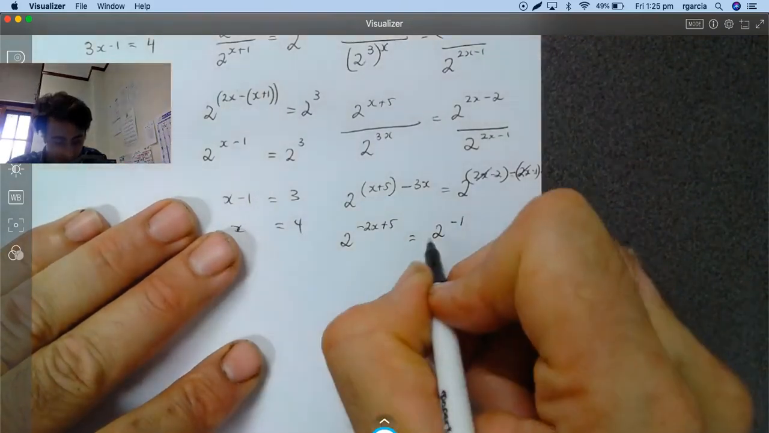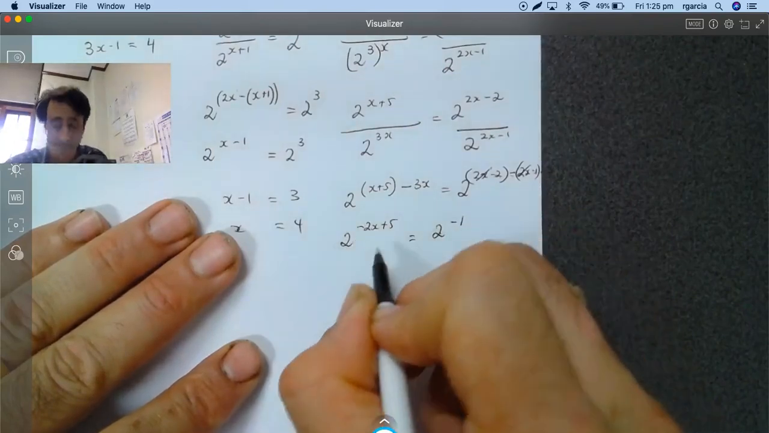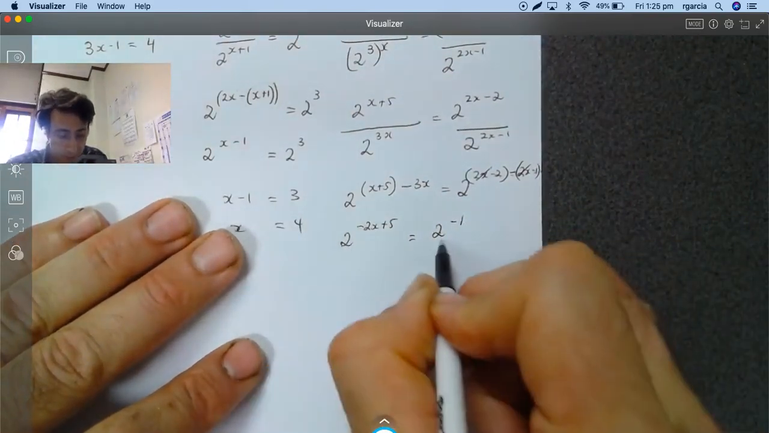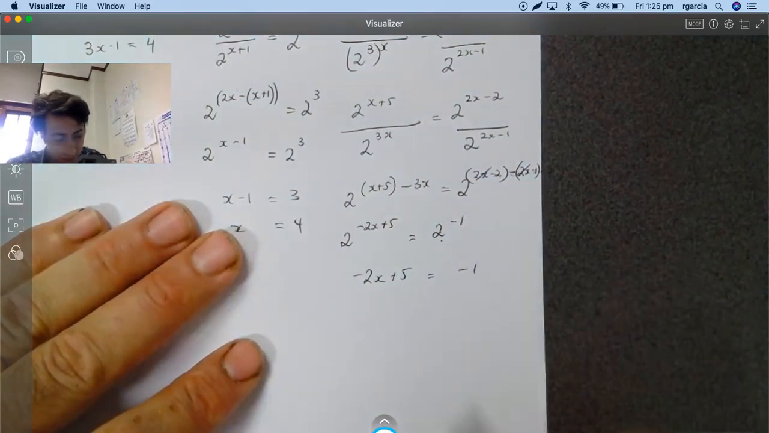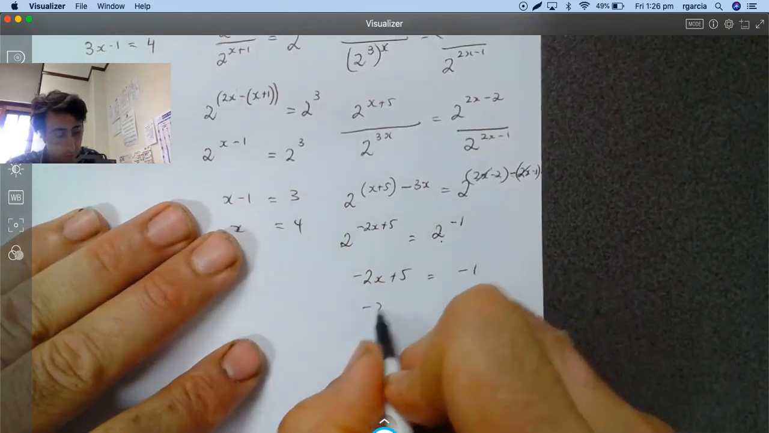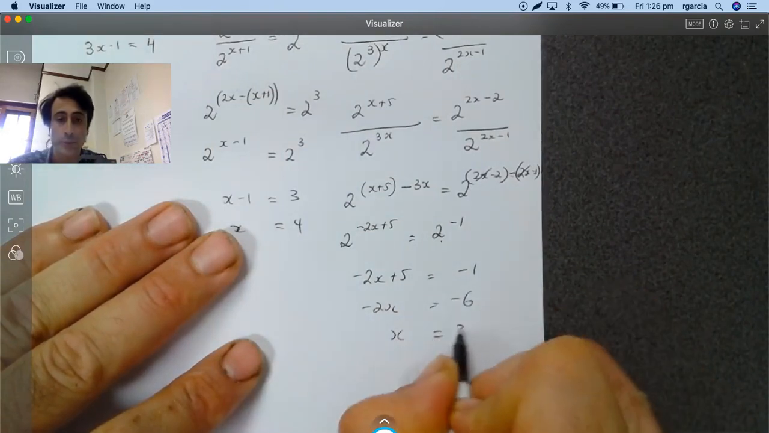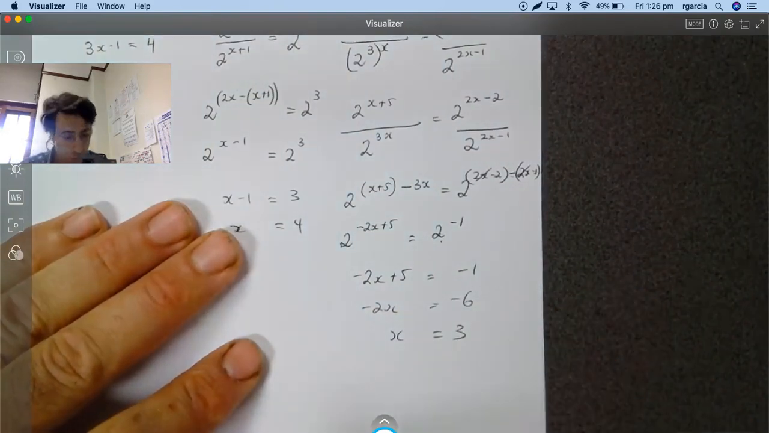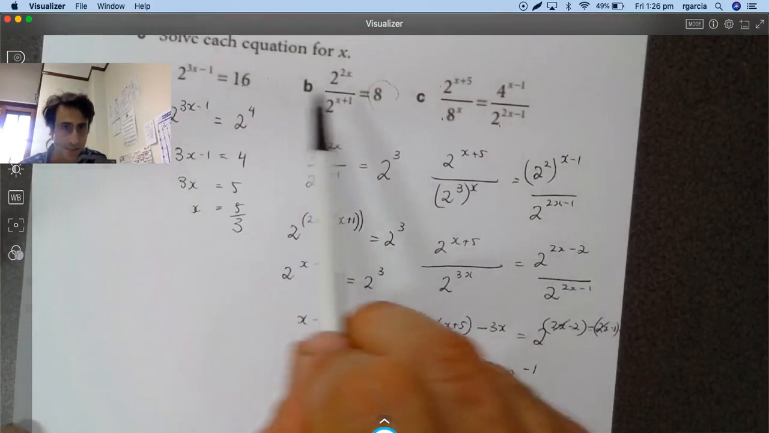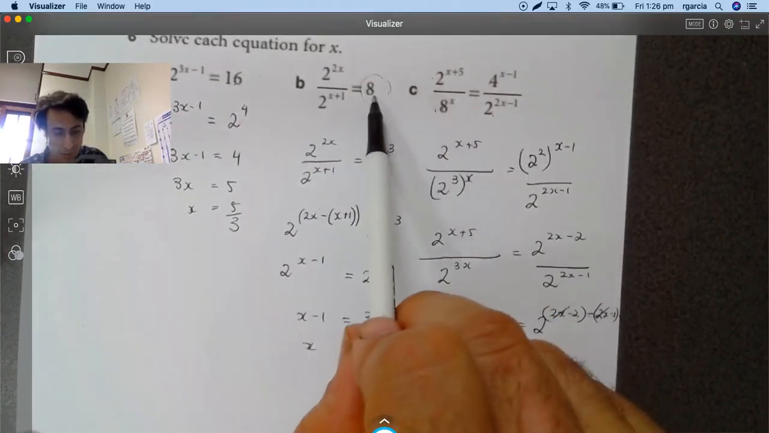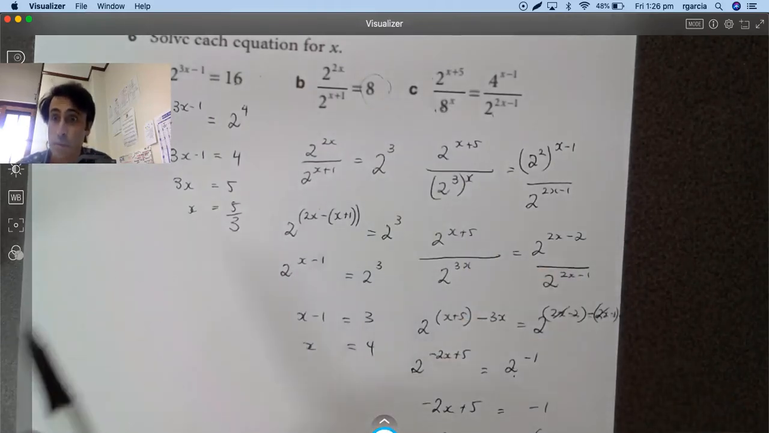So that means now they've both got the same base, and you'll see these negative indices and you might want to deal with it, but you actually don't need to, because they've got the same base. We can say negative 2x plus 5 equals negative 1, and so that means that negative 2x equals 1 minus 5, which is negative 6, and x equals 3. So again, summary, the trick is you need to make sure that if you're comparing these exponents, you want to cancel out the bases by making all of the numbers in here have the same base. Okay.